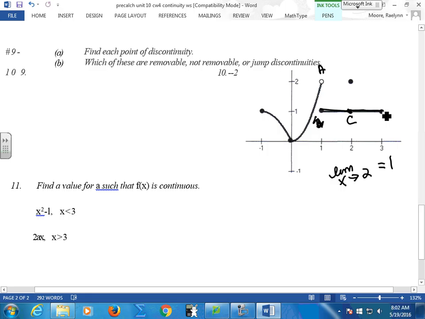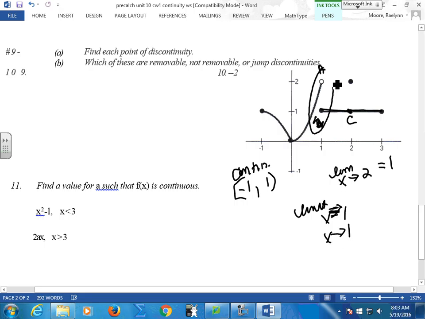This is continuous from -1 all the way to here at 1. Then I stop. This is not continuous here. I'm not able to come down here. It jumps here. This limit does not exist. So what is the limit as x approaches 1? That limit does not exist. There's nothing I could fill in to make that connect so that I wouldn't have to pick my pencil up.